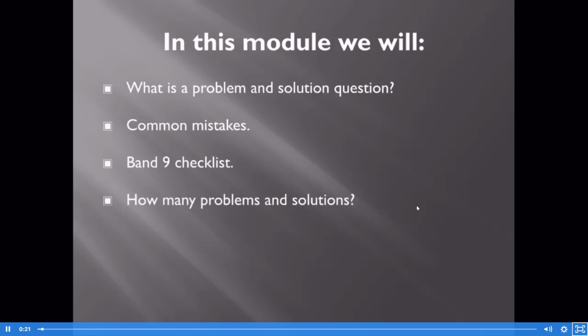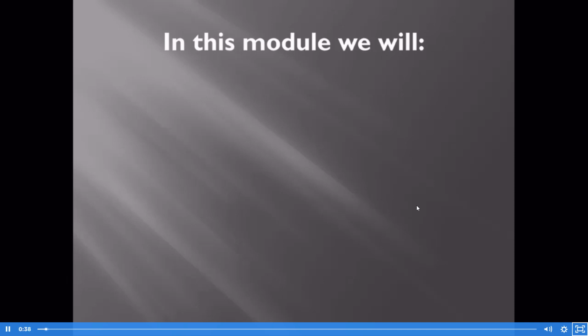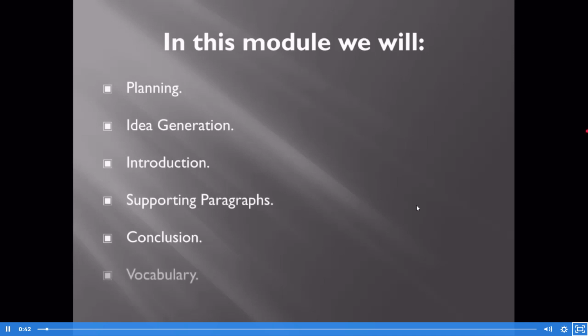Importantly, look at how many problems and solutions you should include in your essay. We're going to look at a few different structures that you can use. There's not just one structure for these questions because it depends on how many problems and solutions we're talking about. Give you some useful language and look at planning, idea generation, writing the whole essay, and vocabulary, so taking you step by step through everything.